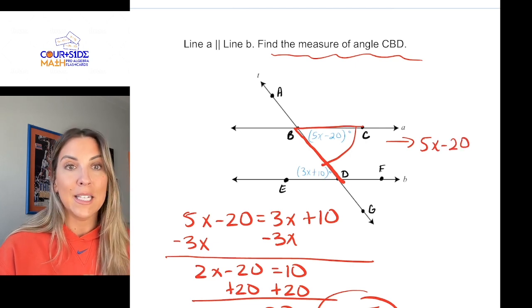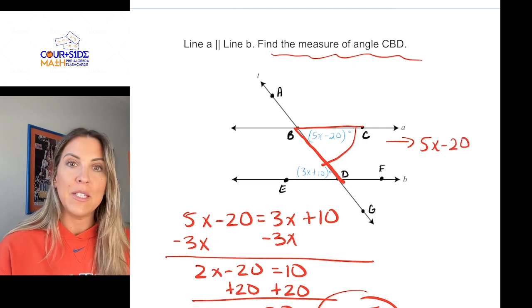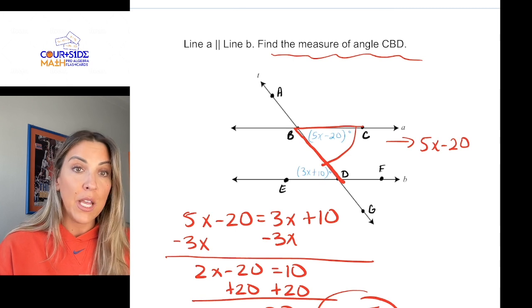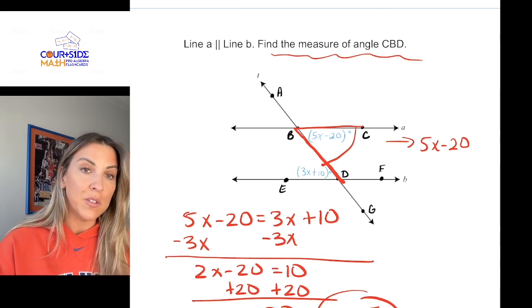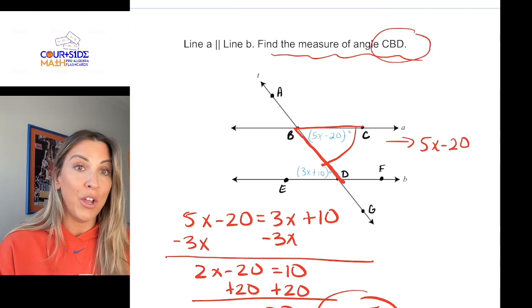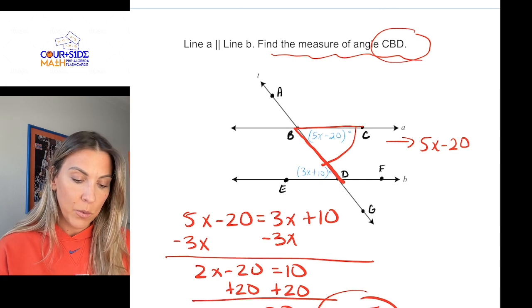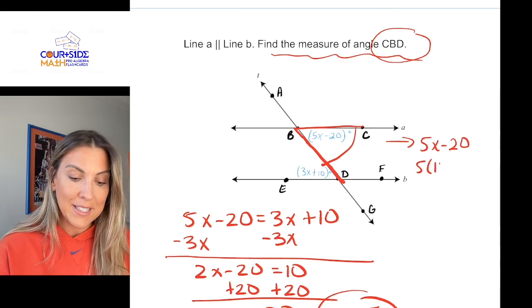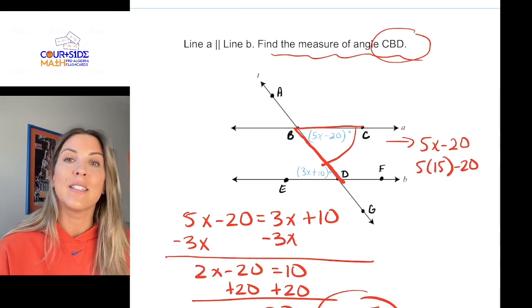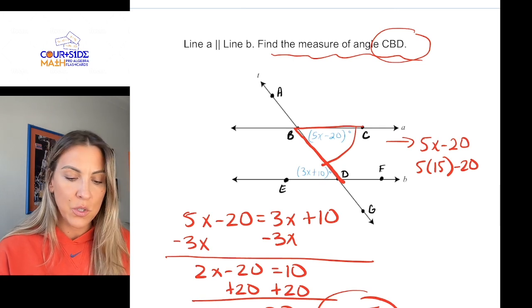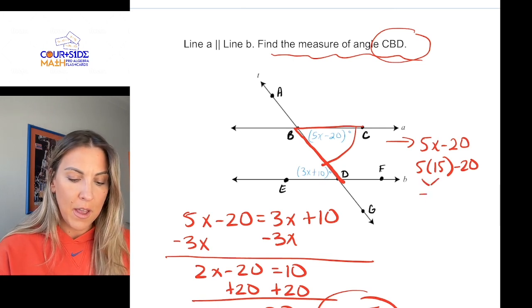Now in this problem, technically, I could substitute that 15 into either expression because the angles are equal. But you may have another problem where the angles aren't equal, so pay attention to which angle they're looking for. So 5x minus 20 is the value. I now know that x is 15, so I'm going to substitute x with 15 and now just do the math. So 15 times 5 is 75, minus 20 gives me 55 degrees.